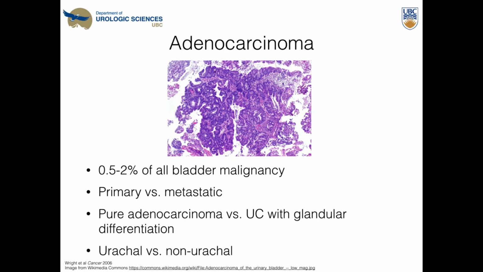So the last subtype we're going to talk about is bladder adenocarcinoma. Histologically, adenocarcinoma is defined by presence of glands. You can see the columnar cells lining these glands. They comprise up to about 2% of all bladder malignancies. Again, you have to differentiate between a primary adenocarcinoma in the bladder or a secondary or metastatic one. There is pure adenocarcinoma and urothelial cancer with glandular differentiation. Again, the latter is treated more or less the same as garden variety UC, so you don't really change much, but adenocarcinoma is different. And the last distinction is a urachal adenocarcinoma versus a non-urachal adenocarcinoma, which we're going to get into.